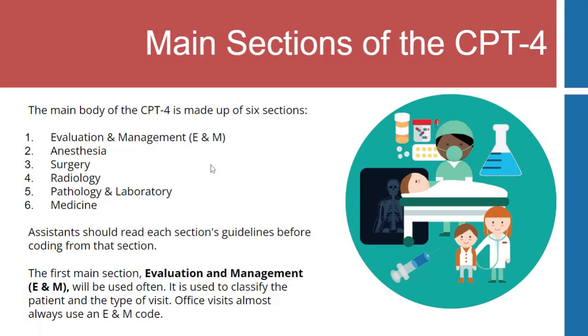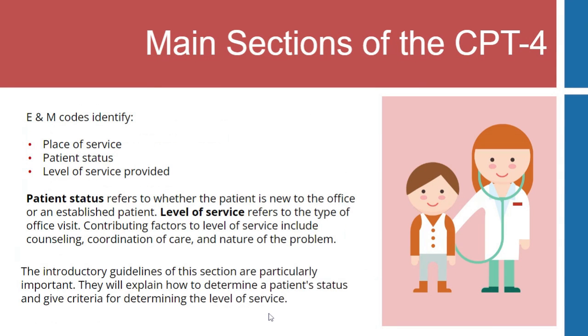So we got 6 sections inside the main body. We have E&M, anesthesia, surgery, radiology, pathology and laboratory, and medicine. Now, E&M, if you're working in a provider's office, this is going to be the one that we mostly use. The E&M codes let us know the place of service, the patient status, and the level of service provided. These are all things that the insurance company needs to know.